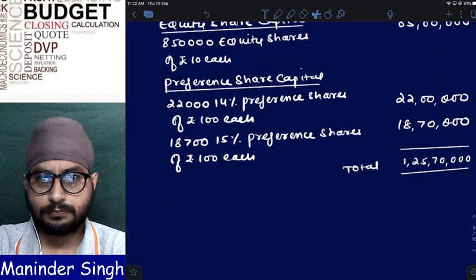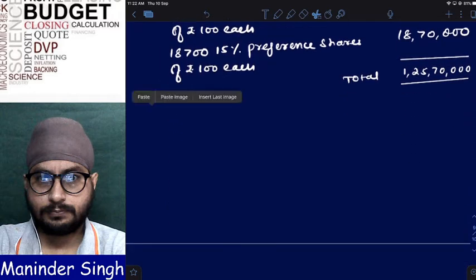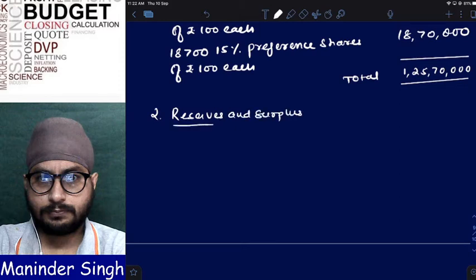So this is our share capital. Number 2, reserves and surplus. Clear? Now in reserves and surplus, will there be changes or not? Yes, there will be changes.